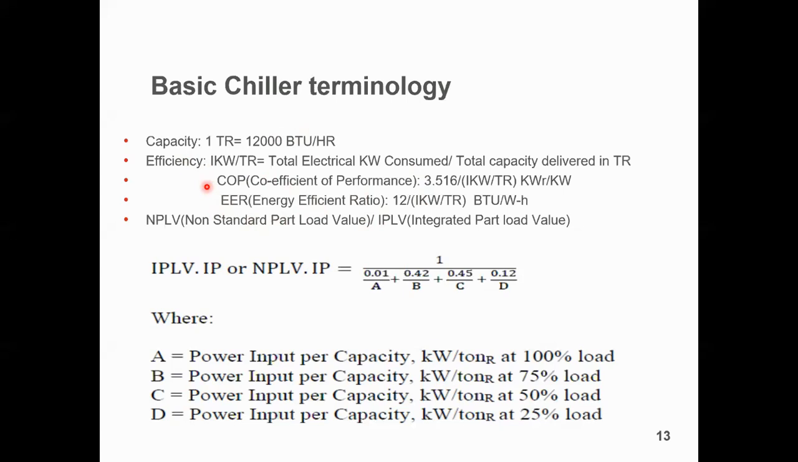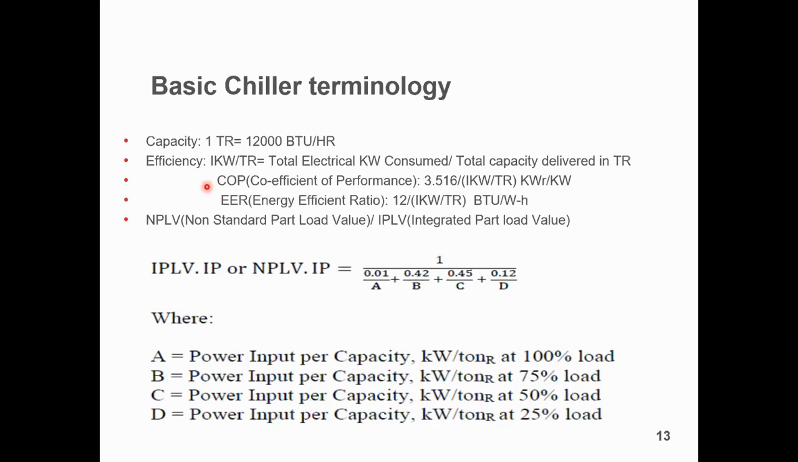NPLV and IPLV are very common terms we use for any chiller selection. NPLV stands for non-standard part load value, and IPLV is integrated part load value. It is basically the average power consumption of a chiller, because when we talk about kW per TR, normally we talk about full load, which is 100% load.